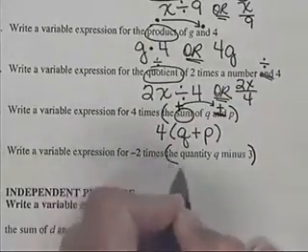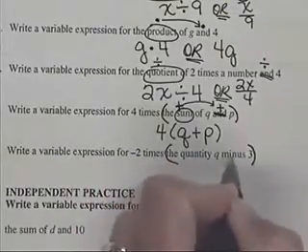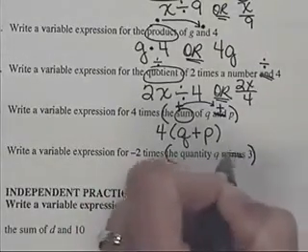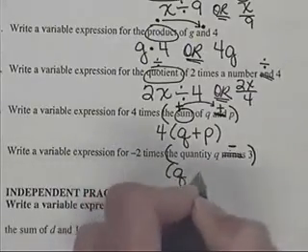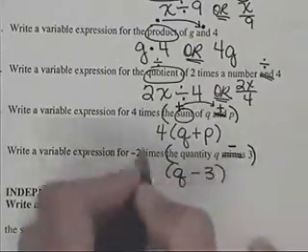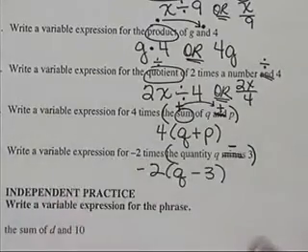-2 times the quantity Q minus 3. Well, minus is this symbol right here. So inside parentheses, I have Q minus 3, and on the outside, -2.